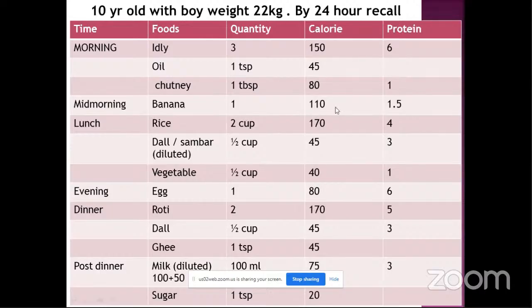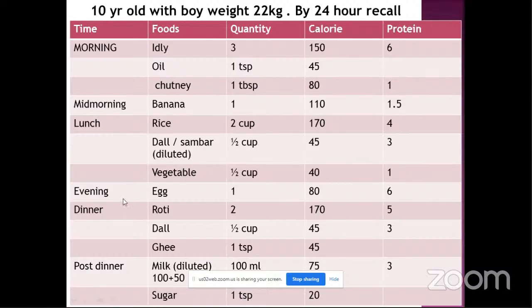In the mid morning, the child is taking a snack of banana, 1, and its kilocalorie is 110 and then protein 1.5. Lunch is again rice, sambar or dal, whatever it is, along with the vegetable. Rice, the child is taking 2 cup or 50 gram. The kilocalorie will be 170 and the protein will be 4. Dal, it's half cup, producing a kilocalorie of 45 and protein of 3. Vegetable, again half cup, producing a kilocalorie of 40 and then protein of 1.